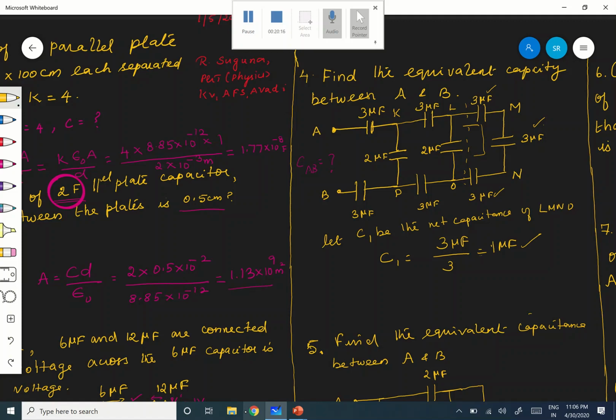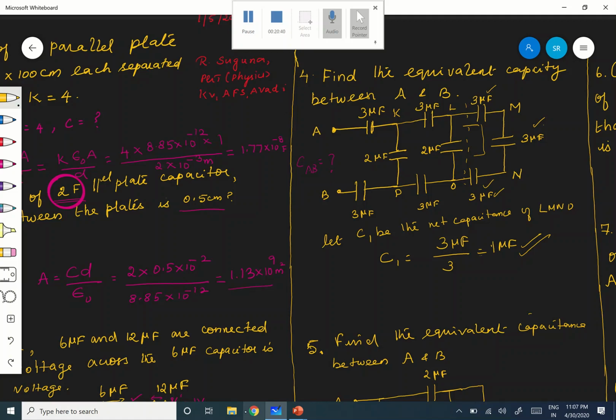What is the capacitance in LO? LO is 2 microfarad. That 2 microfarad capacitor is connected parallel to 1 microfarad. Can you visualize this? This 3 microfarad, 3 microfarad, 3 microfarad, all the three are in series. The net is 1 microfarad, and this combination is parallel to LO.